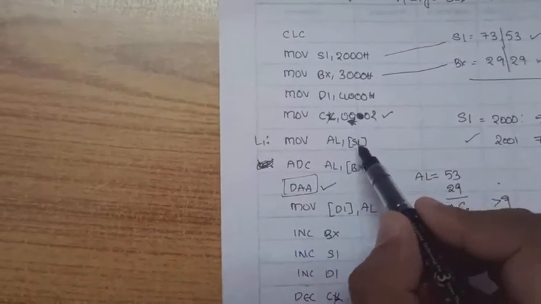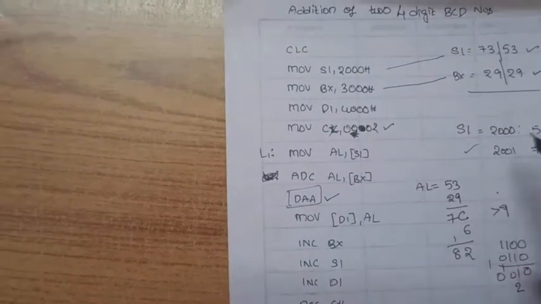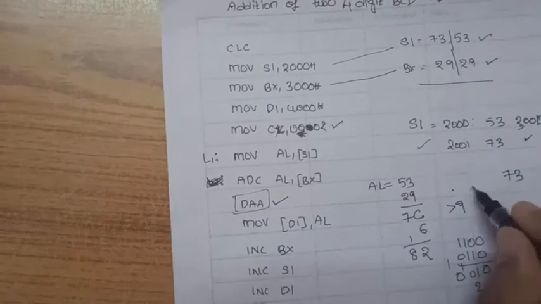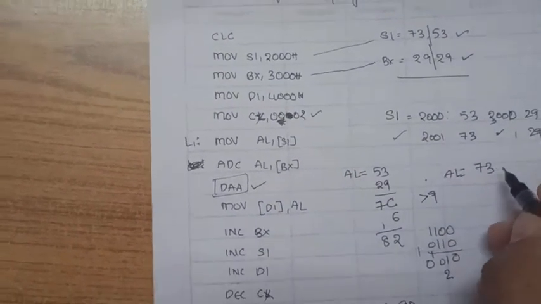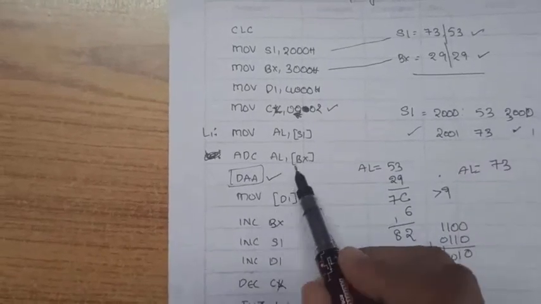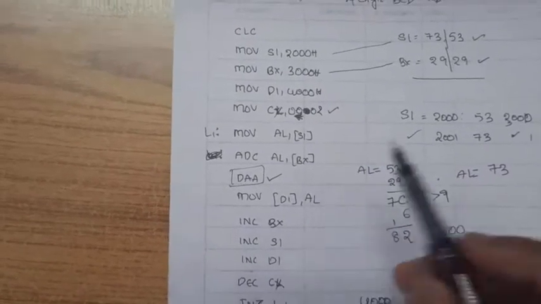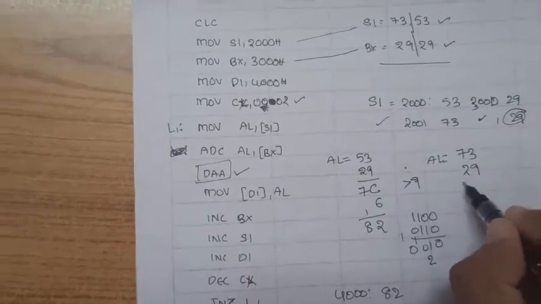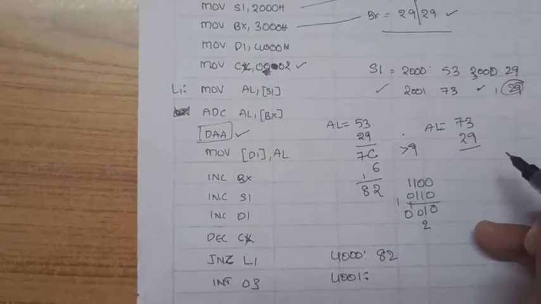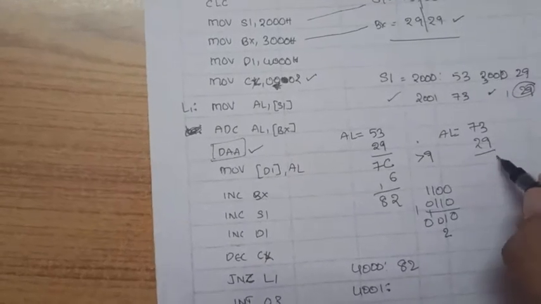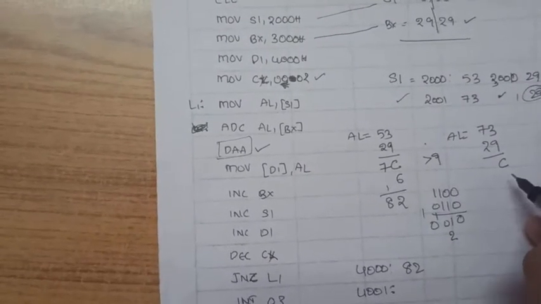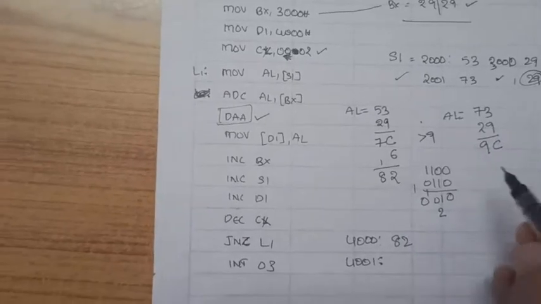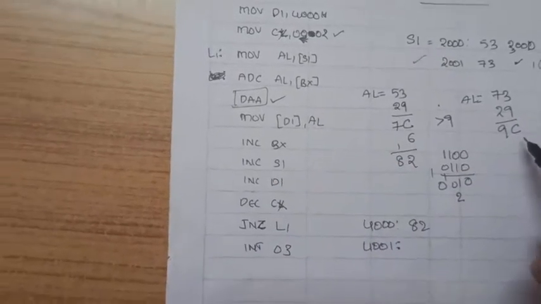Now again MOV AL, [SI], which means 73 is the current data. Now 73 will be taken into AL. Now what happens, ADC AL, [BX]. BX is having the second data as 29. Now 29 gets added to this one. What happens to the result? 9 plus 3 again 12. 7 plus 2 is 9. So this is the ADC instruction output.